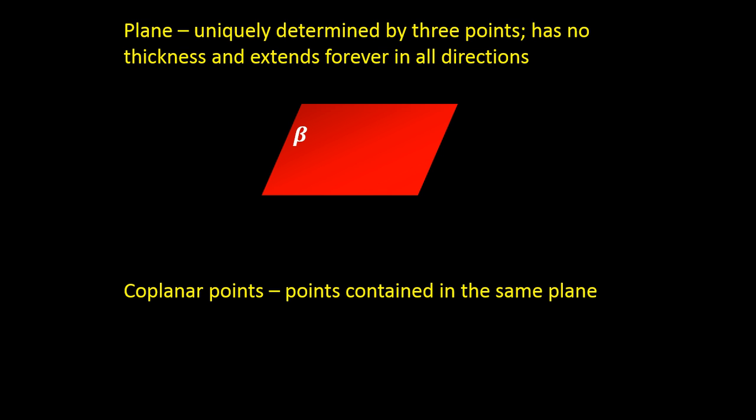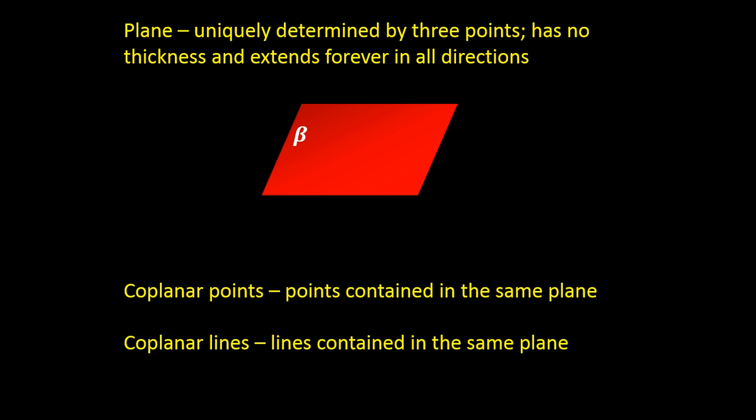Coplanar points are points contained in the same plane. So any points that are in the same plane can be called coplanar. Coplanar lines are lines that are contained in the same plane.